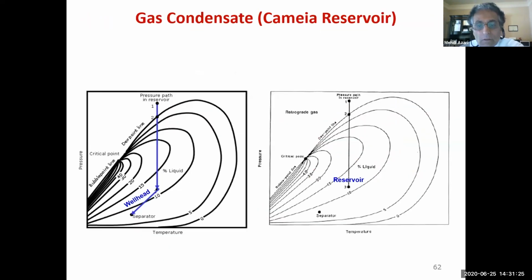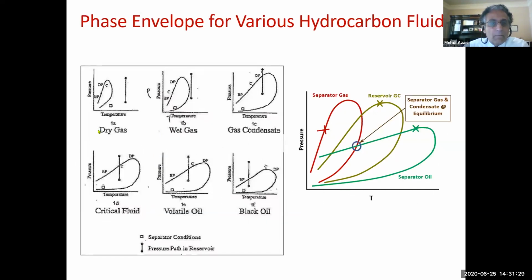Kamia Reservoir. Okay, so this is a certain reservoir in West Africa. Now the phase envelope for various hydrocarbons: dry gas, wet gas. Just look at the shape of it, how they change. Critical fluid, volatile oil, black oil, so they all change.